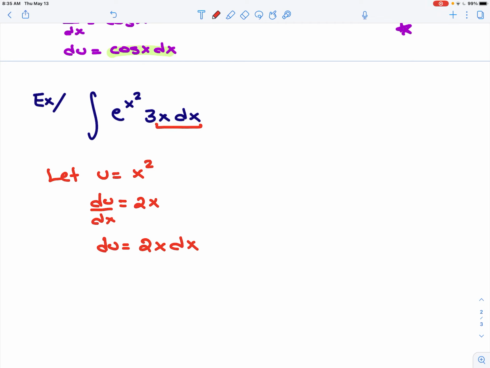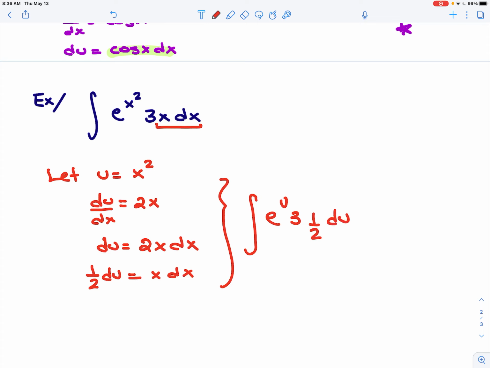Okay, so you have a 3x dx there, but you can just leave the 3 and you just need to replace the x dx, because the 3 is not in terms of x or u, so it won't make a difference. So I'm going to make this 1/2, and then I get e to the u, the 3 is still there, and then I have 1/2 du. So do you see how a constant won't matter, it can stay.